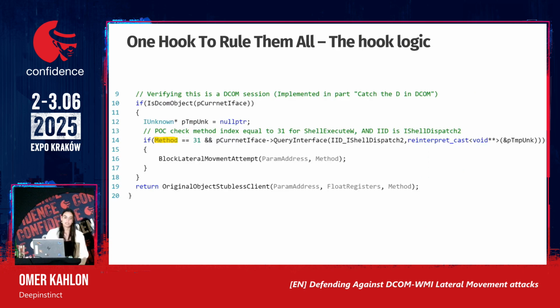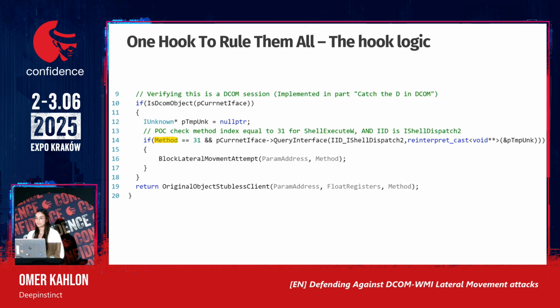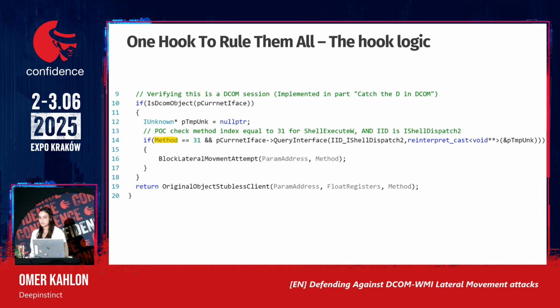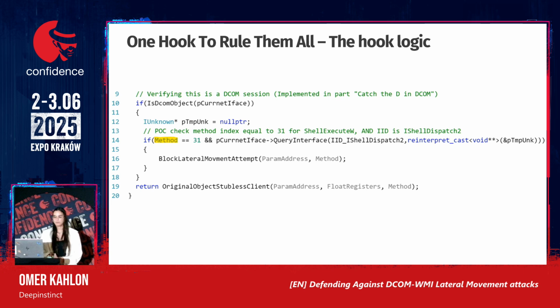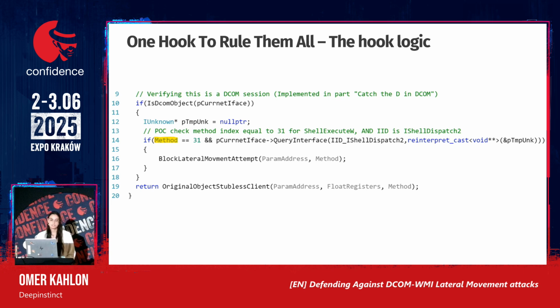Here you can see the hook we placed inside ObjectStublessClient. This hook's logic is to look for specific IIDs and a specific method. In this hook, you can see we check whether the IID is IShellDispatch2 and the method is ShellExecute. We check the method using the method parameter, and if it equals 31, which indicates the ShellExecute method, we know we found what we are looking for.